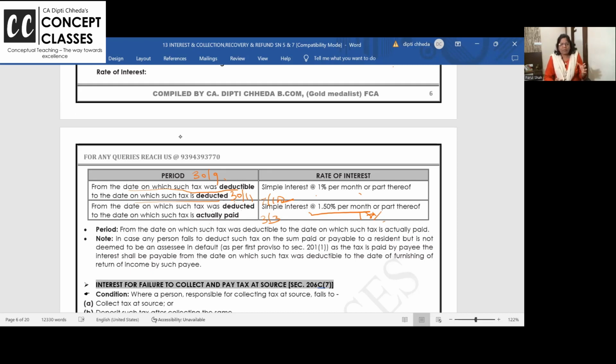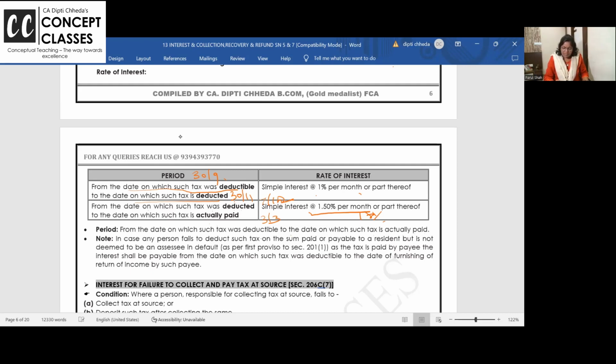Once again, I want to repeat. From the due date of TDS till the actual date of tax deducted, if there's a delay, it is 1% interest per month or part of the month. From the day of the deduction till the actual date of the payment, it is 1.5%. From the date on which tax was deductible to the date on which tax is actually paid.